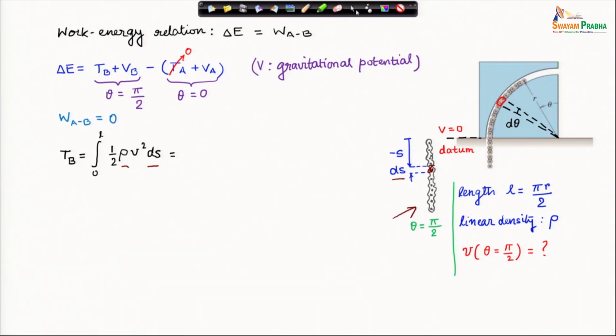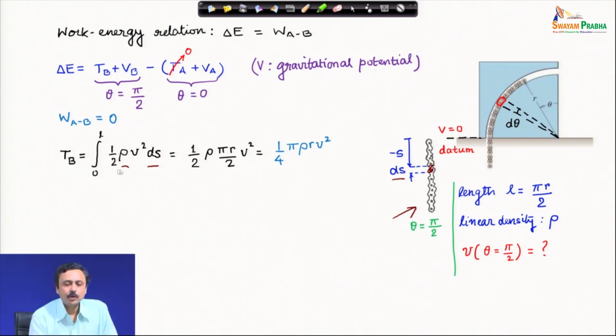And if you do this calculation, then it is half of rho pi r by 2 v square. Here this integrand has no dependence on s. Therefore, ds integrated from 0 to L is L, which is length of the chain. Therefore, this is my kinetic energy at position B.